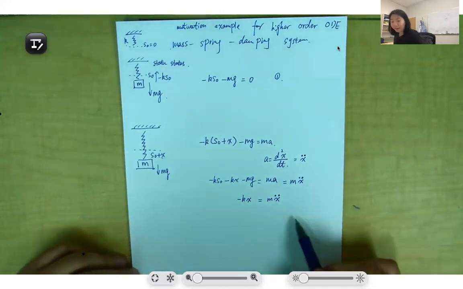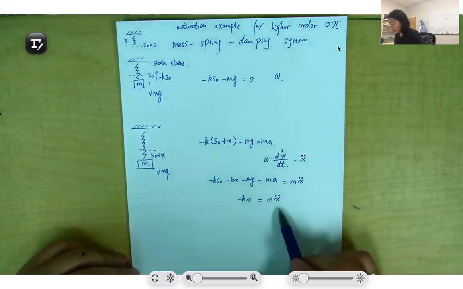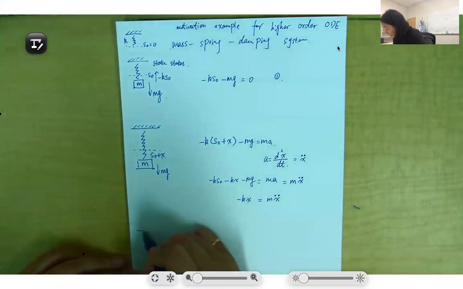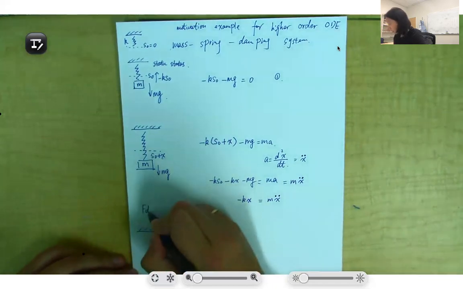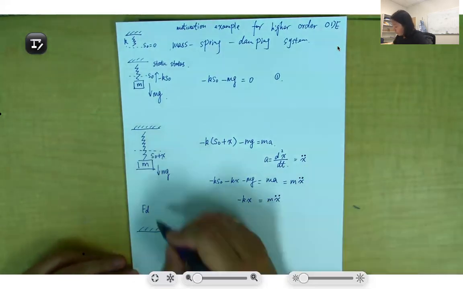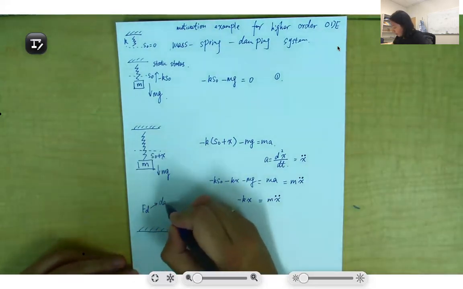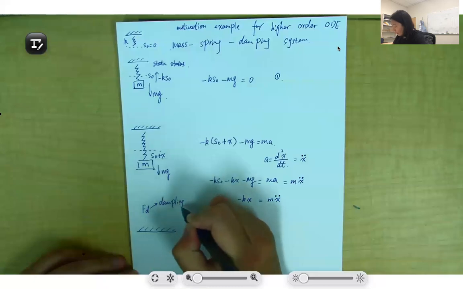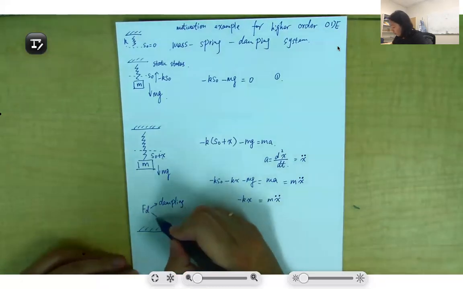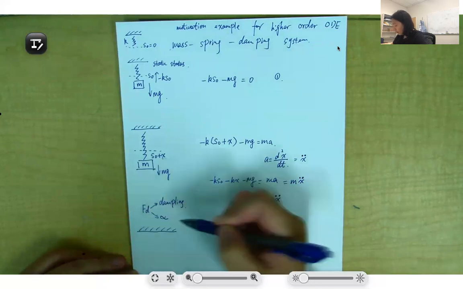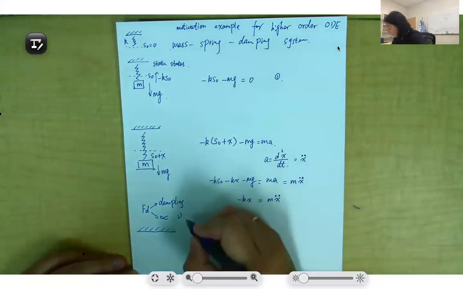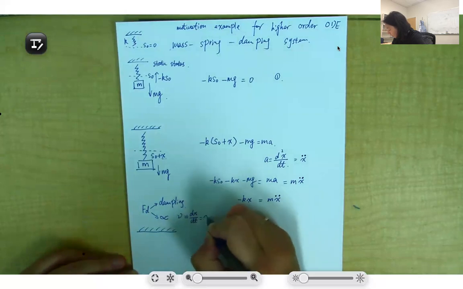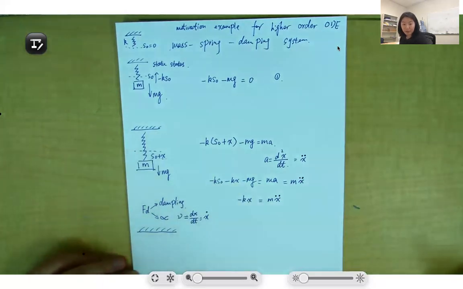This double dot is the second derivative of x as a function of t. So this is a higher order ODE, which is a second order ODE. We can even add a damping system, so a damping force, which is represented by Fd. This damping force is proportional to the velocity, and you know this velocity is the first derivative of the distance x, represented by x dot.